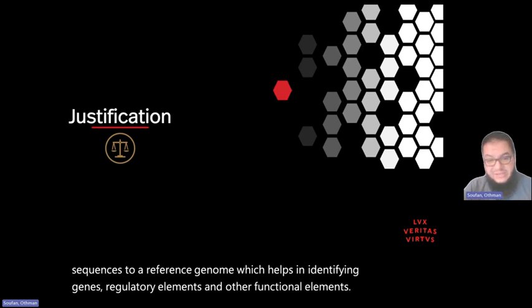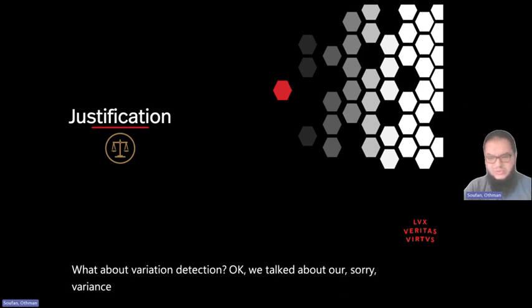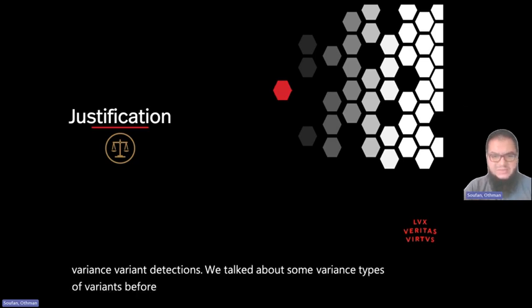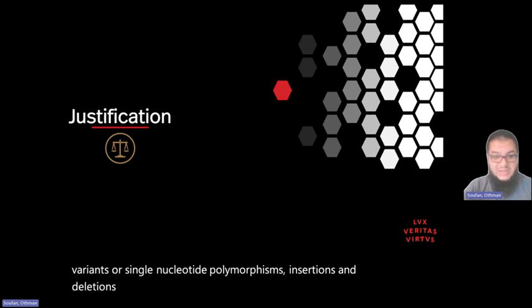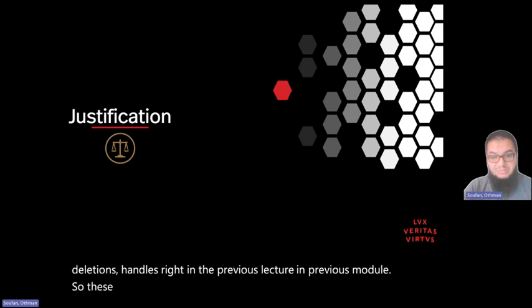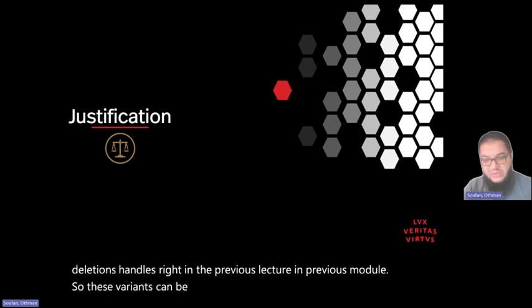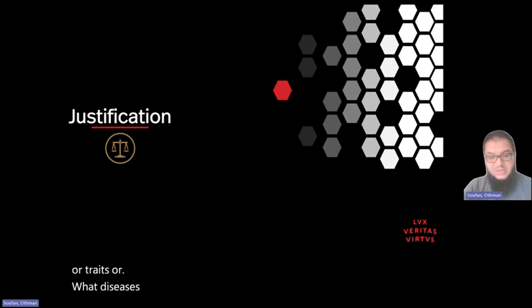What about variation detection? We talked about variant detection. We talked about some types of genetic variants before, like single nucleotide variants or single nucleotide polymorphisms, insertions and deletions, indels, in the previous lecture and previous module. So these variants can be associated with phenotypic traits or diseases as part of sequences.